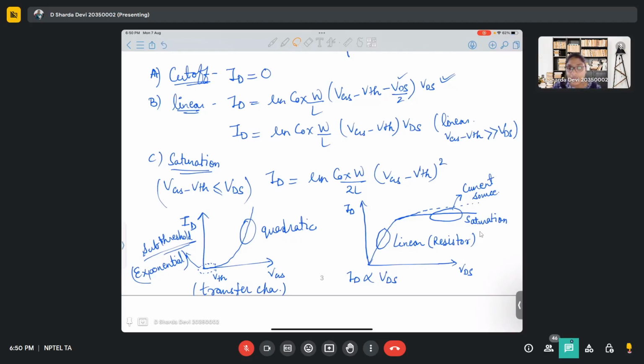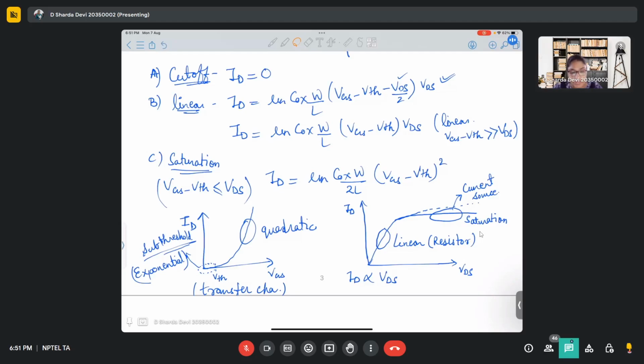If we are at the origin point, the intersection point between ID and VGS, where VGS is zero, this means this is the cutoff region, right? And we can say that after exceeding this point, we are in sub-threshold, since we are before the threshold. After exceeding threshold, we are in the quadratic region, linear or saturation, right?